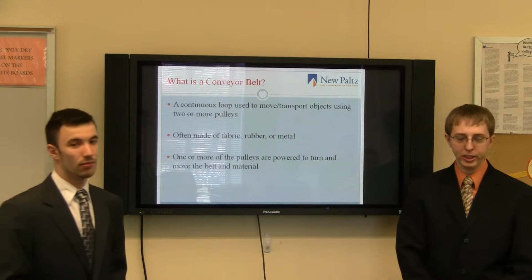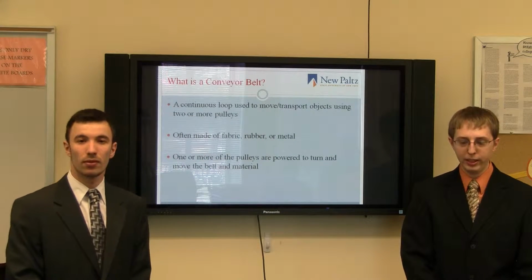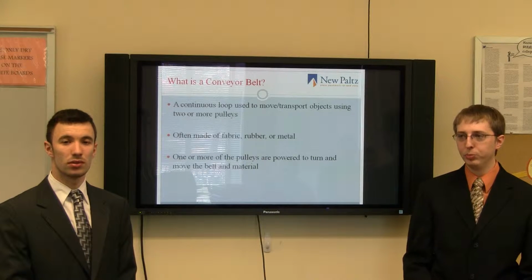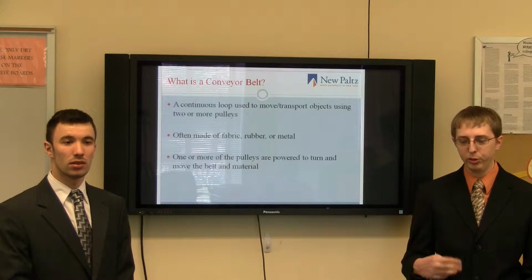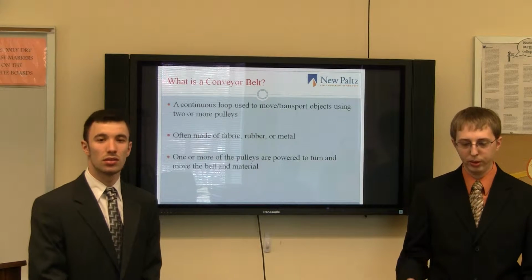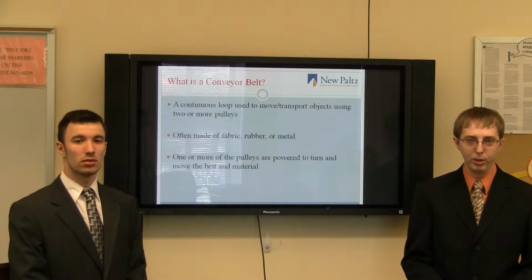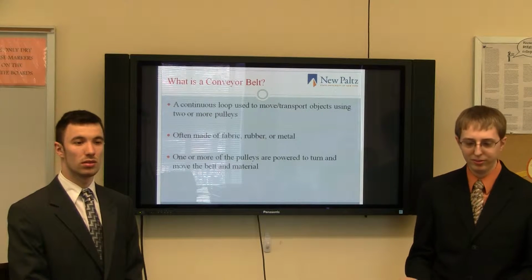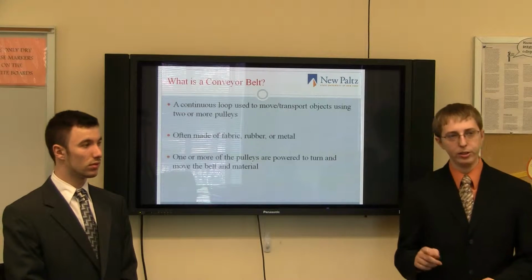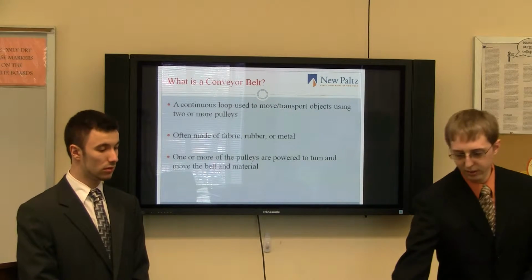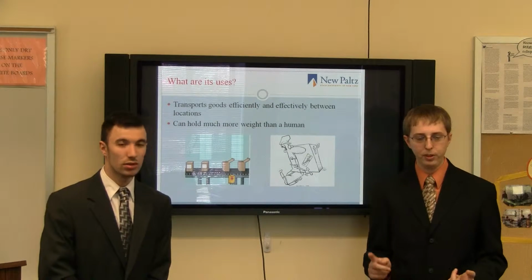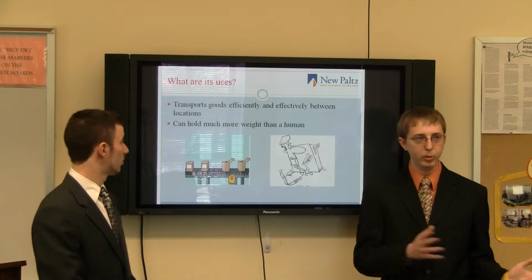What is a conveyor belt exactly? It's a continuous loop that's able to transport objects from one location to another, and it usually has two or more pulleys that operate the chain to pull it through. The belt itself could be made of fabric, rubber, or metal. Usually one of the pulleys is powered to turn the belt. It transports goods efficiently and effectively from one place to another.